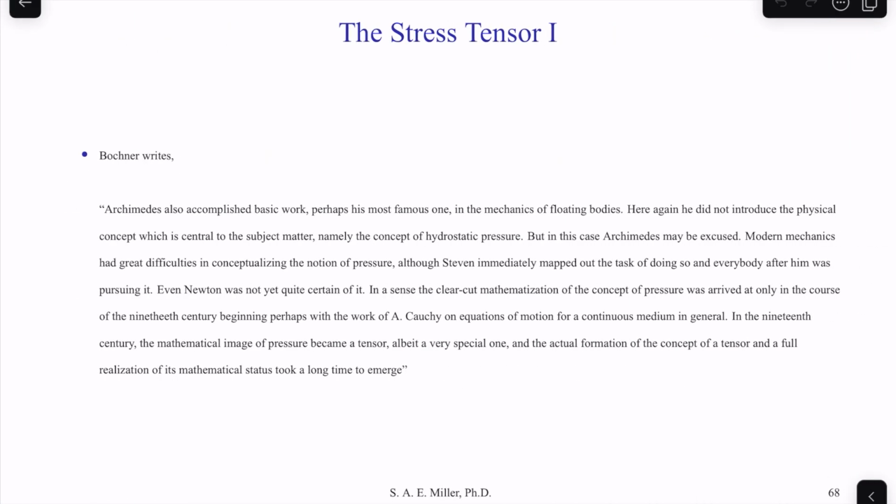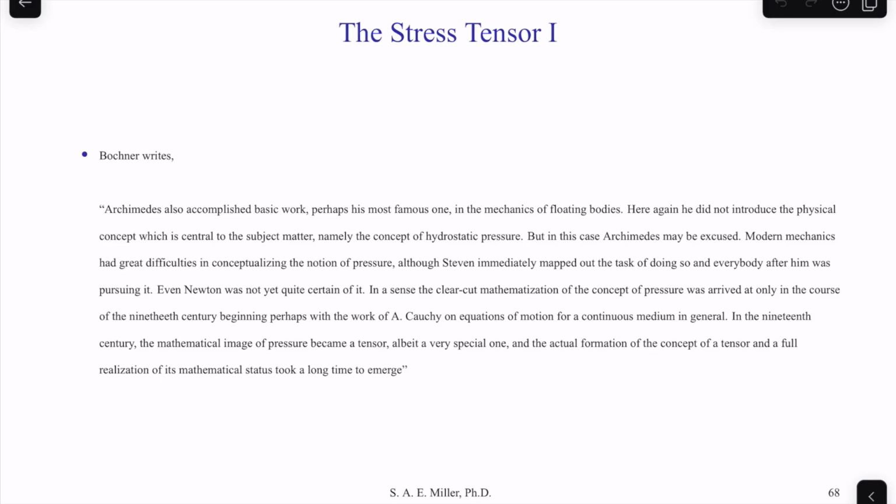Written on it, Archimedes also accomplished basic works, perhaps his most famous one, in mechanics of floating bodies. Here again, he did not introduce the physical concept which is central to the subject matter, namely the concept of hydrostatic pressure. But in this case, Archimedes may be excused. Mechanics had great difficulties in conceptualizing the notion of pressure, although Stevin immediately mapped out the task of doing so, and everybody after him was pursuing it.